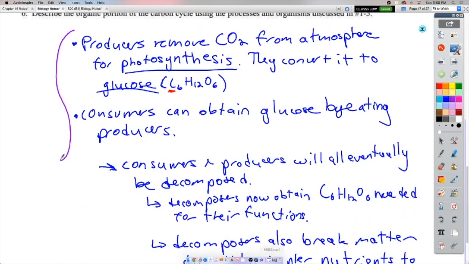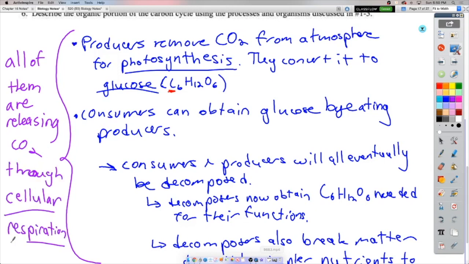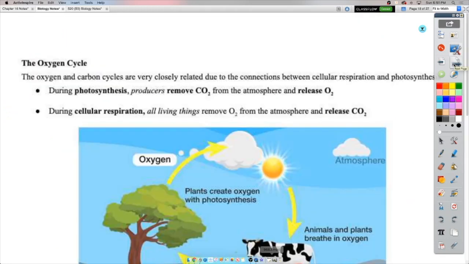So along this whole time, all of them are releasing CO2 through what process? Cellular respiration, right? That's why they made the glucose. That's why you need the glucose. That's why you ate your breakfast, is so that you had the fuel you needed to do cellular respiration, which allows you to breathe, walk, speak, talk, have your heart beat, not freeze to death, all that stuff. All costs energy, and the energy comes from chemical energy and glucose.